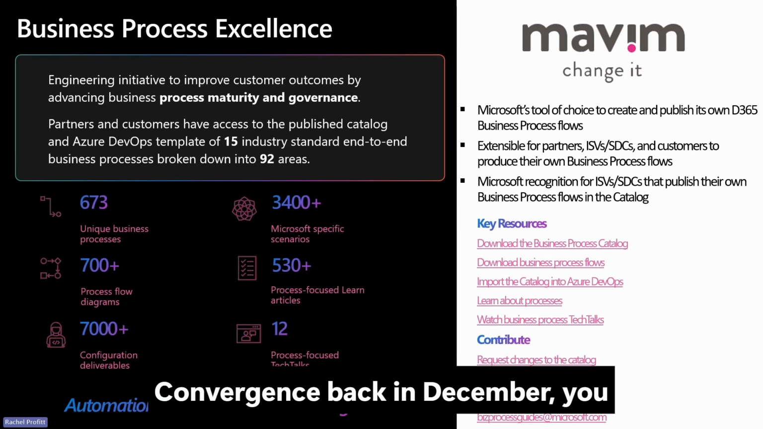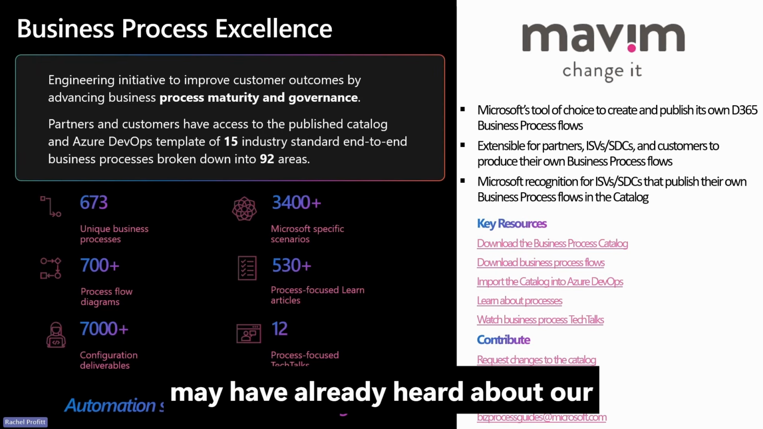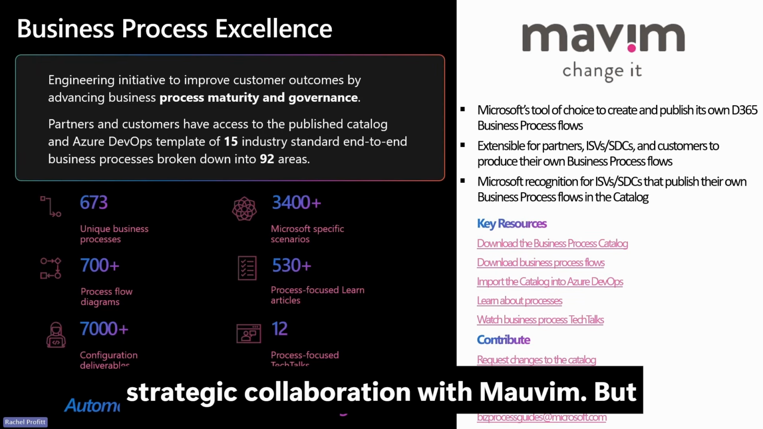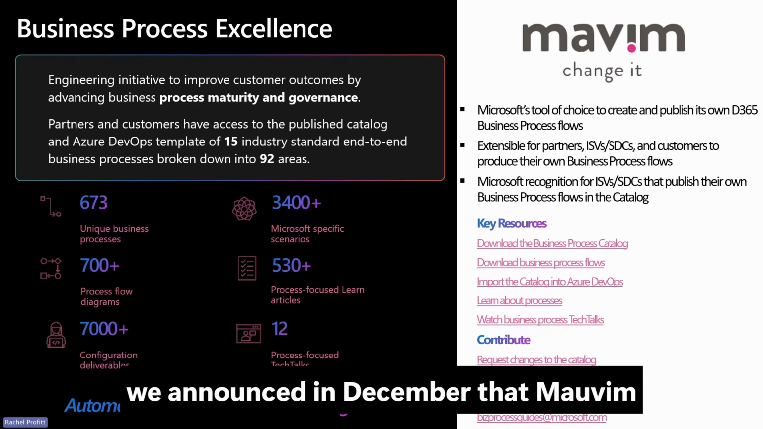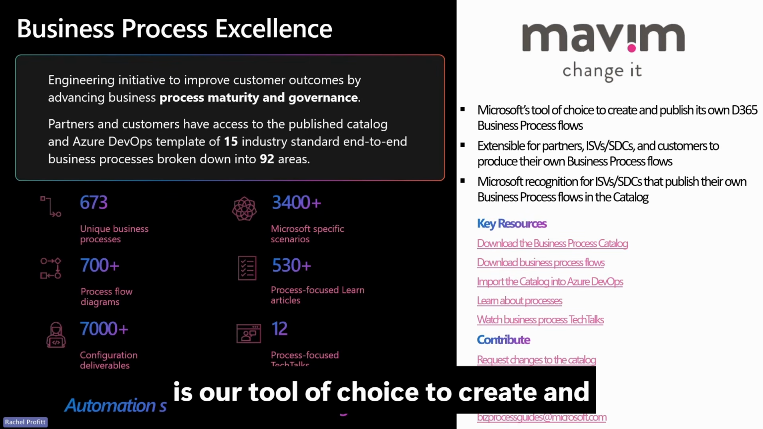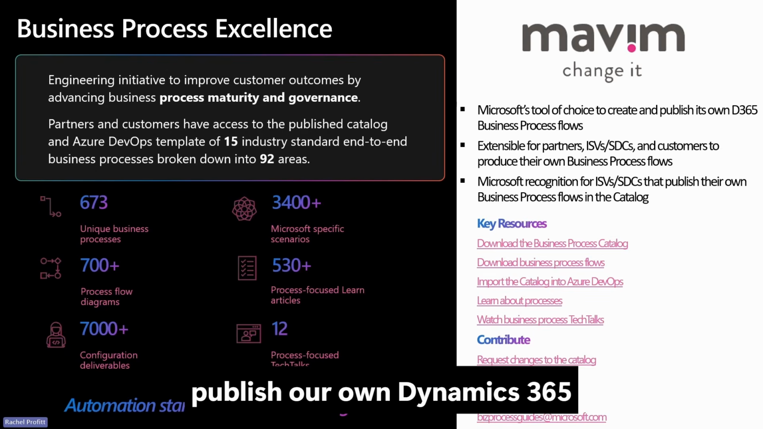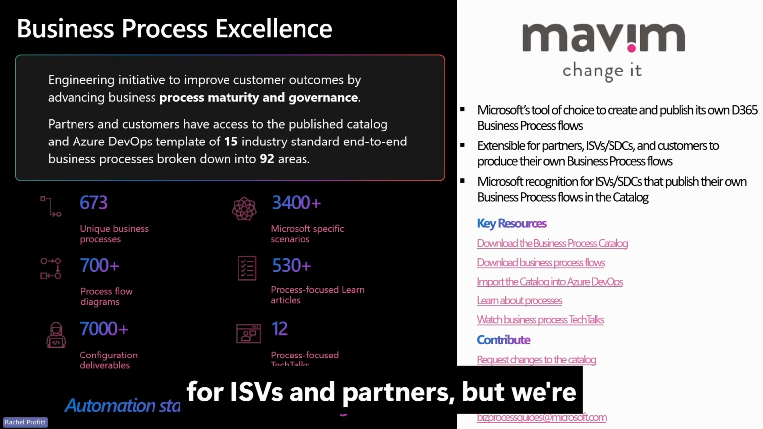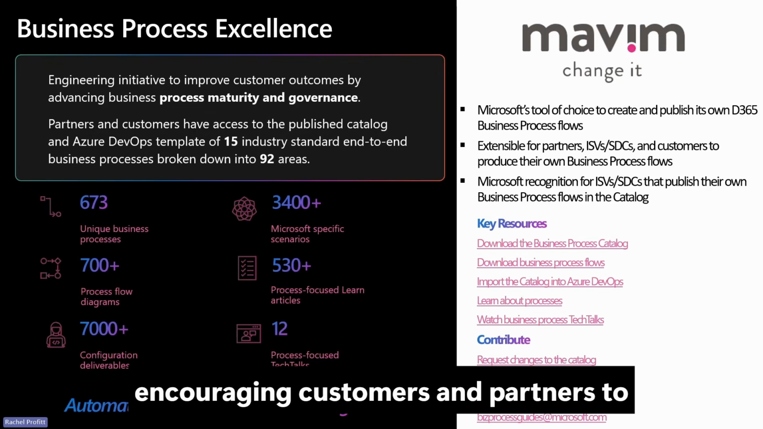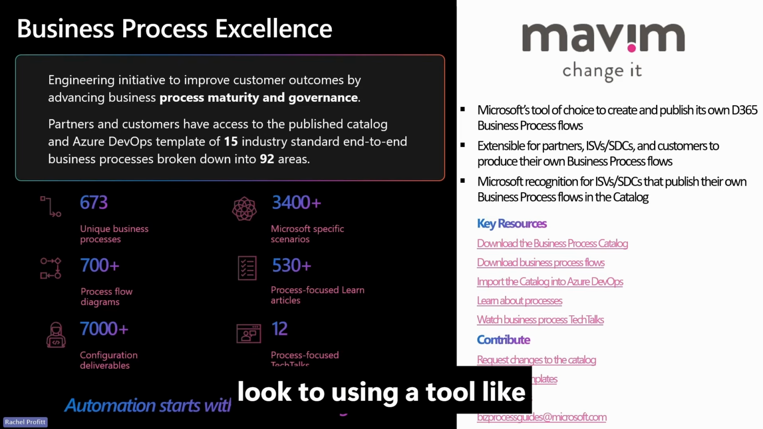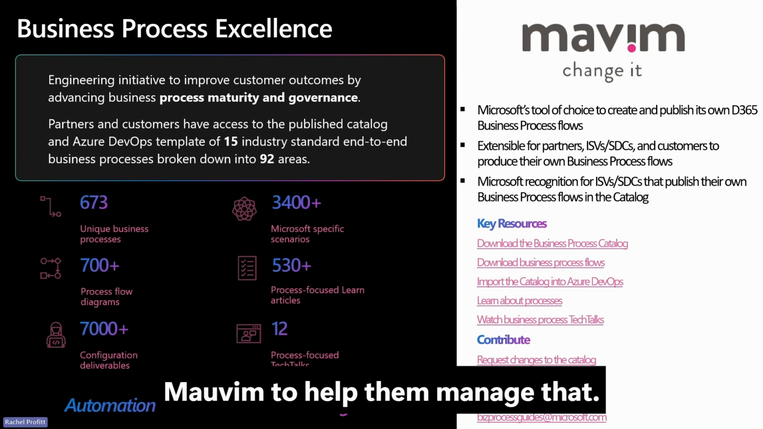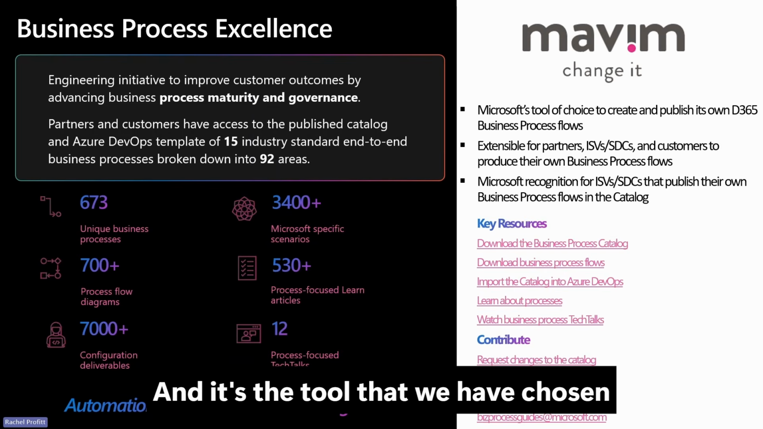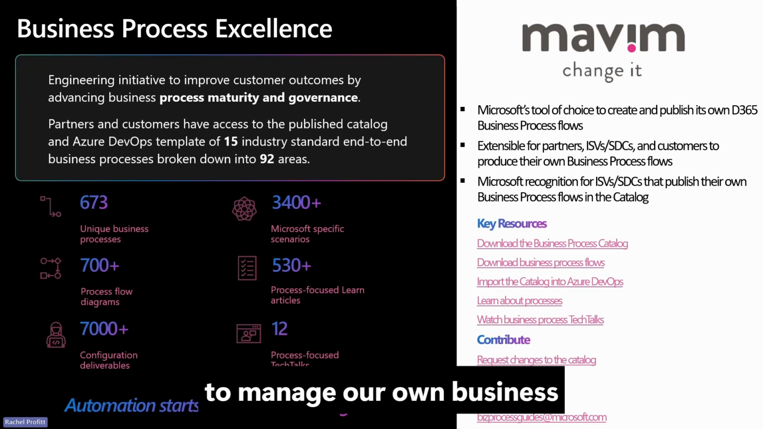If you were a part of Convergence back in December, you may have already heard about our strategic collaboration with Mavim, but we announced in December that Mavim is our tool of choice to create and publish our own Dynamics 365 business process flows. And this framework has always been extensible for ISVs and partners, but we're encouraging customers and partners to look to using a tool like Mavim to help them manage that. And it's the tool that we have chosen to manage our own business processes internally.